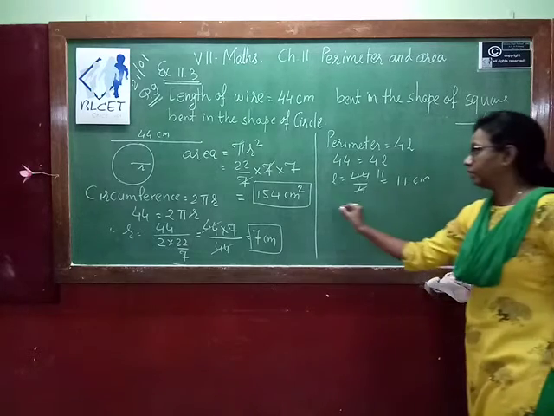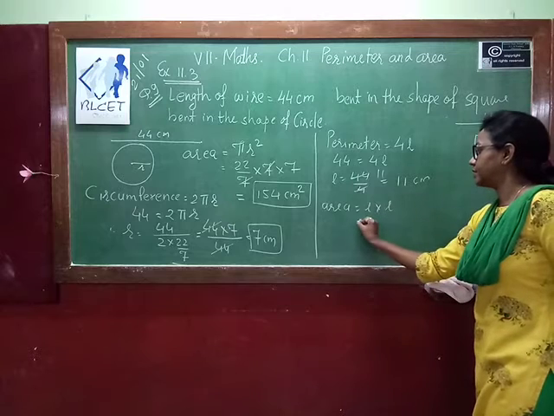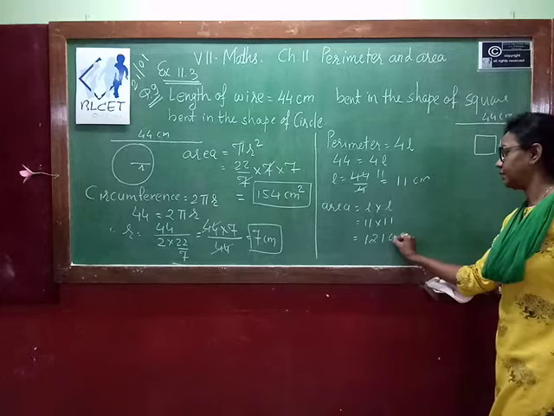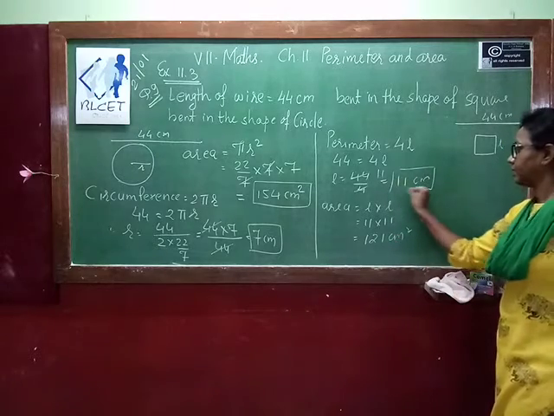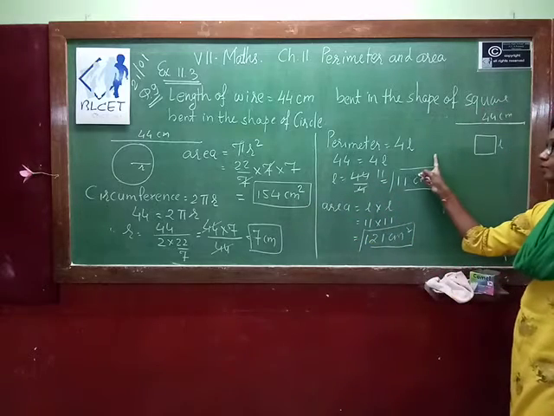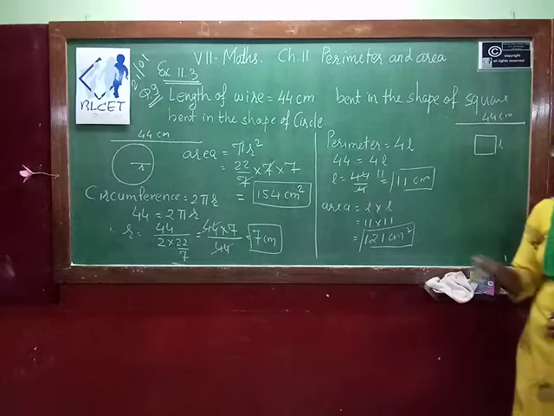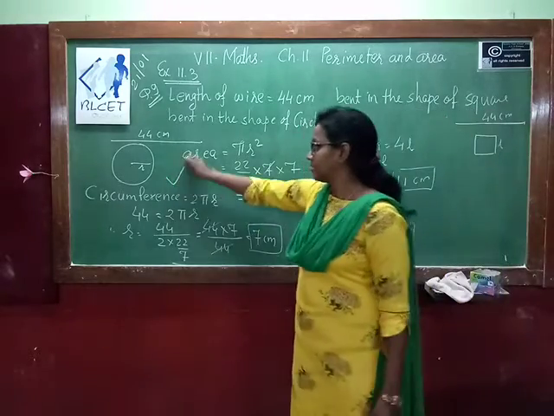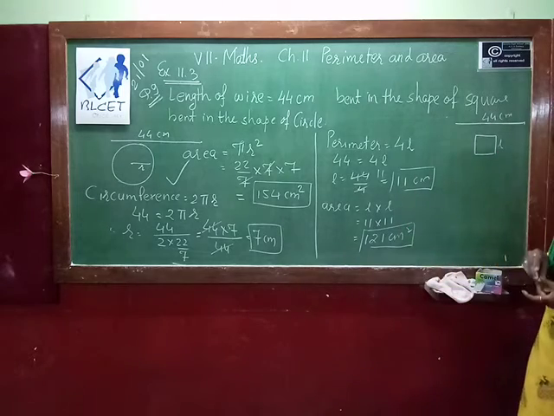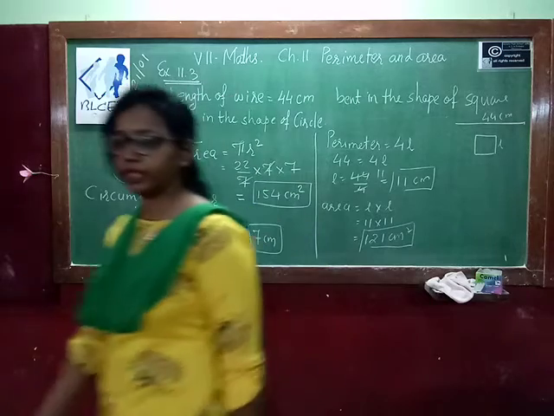So now what is the area for this? Area is L into L, which is equal to 11 into 11, which is equal to 121 centimeter square. So if you compare the area of the circle, that is 154, and the area of the square, that is 121 centimeter square, which figure encloses more area? Of course, the circle encloses more area compared to this square. So this way we can solve question number 9. Move on to the next question, question number 10.